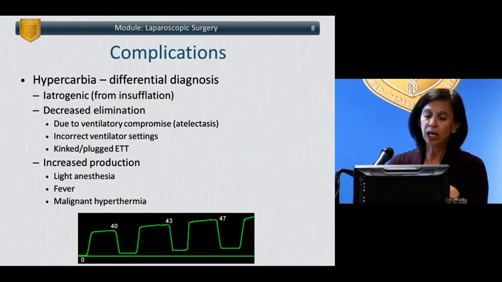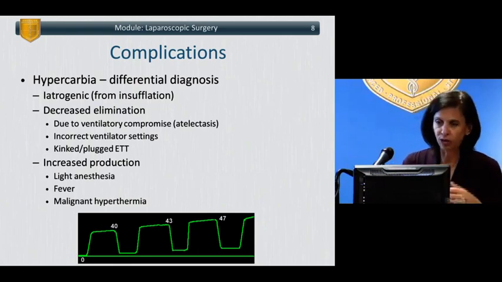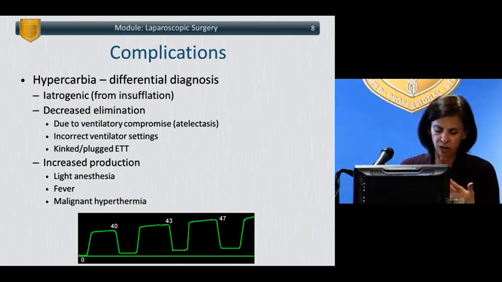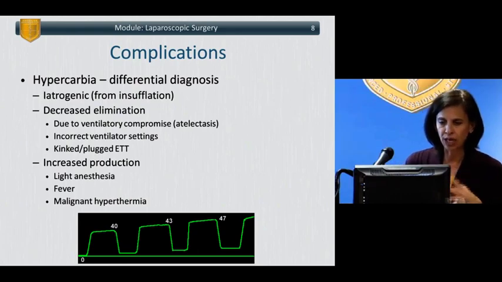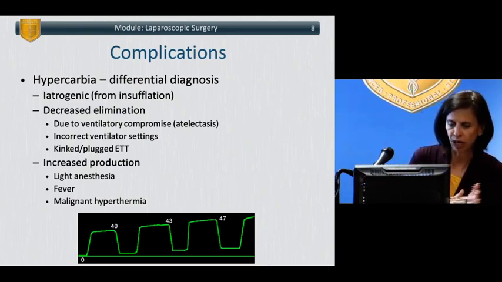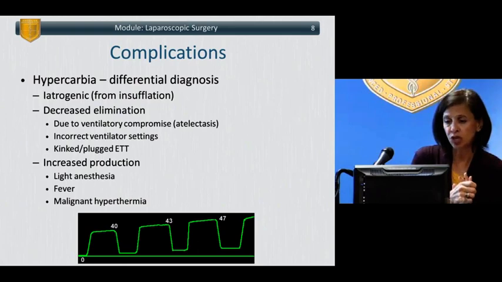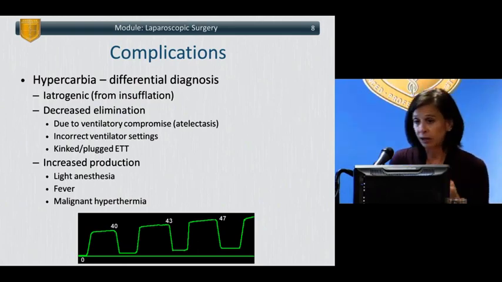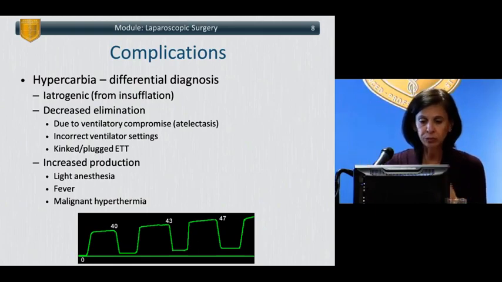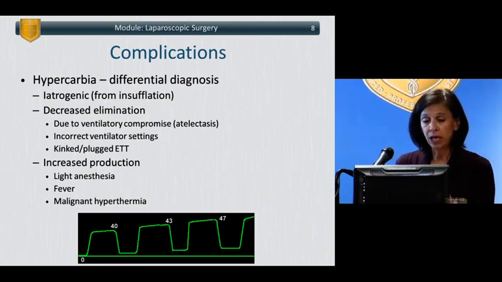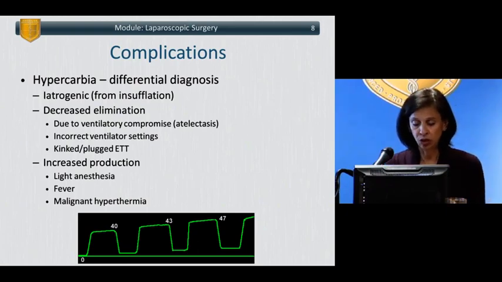So increased production, the iatrogenic would fall under that. Even though the patient's not inherently producing CO2 themselves, the surgeon is giving it to them. So that's really iatrogenic, but it would fall in the increased production range. Decreased elimination is you're just not getting rid of it. So you're not giving enough tidal volumes, you're not breathing fast enough for the patient, or there's some kind of a kinked or plugged endotracheal tube, or your ventilator is malfunctioning. Increased production is the light anesthesia, a fever, malignant hyperthermia, all would increase production of CO2 because it increases metabolic rate.